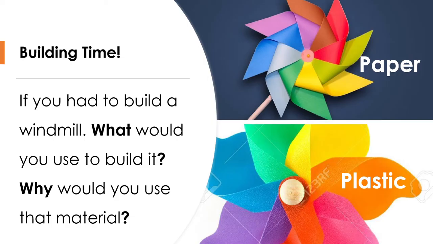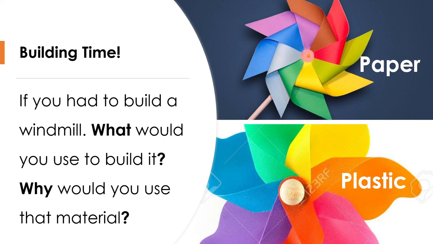Now it's building time. If you had to build a windmill, what would you use to build it, and why would you use that material? So put on your building thinking caps, and I've given you an option here. So this is one windmill that is made of paper, and this is one that is made of plastic. Now I want this windmill to be in my porch. I want to see it spinning on my porch when the wind is blowing strong. So which material would I use to build it? Paper or plastic? And why would I do that?